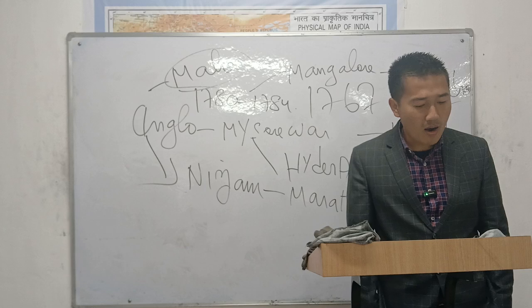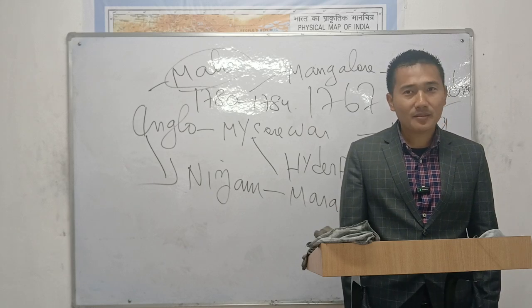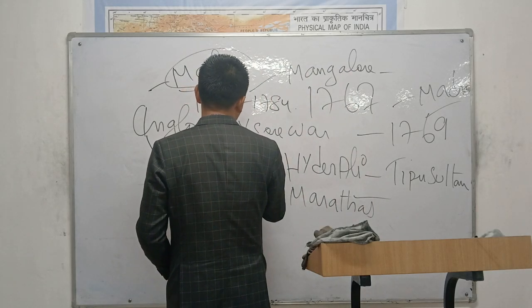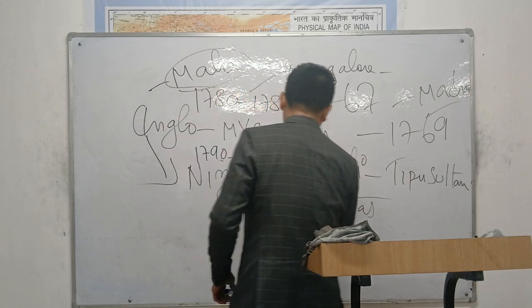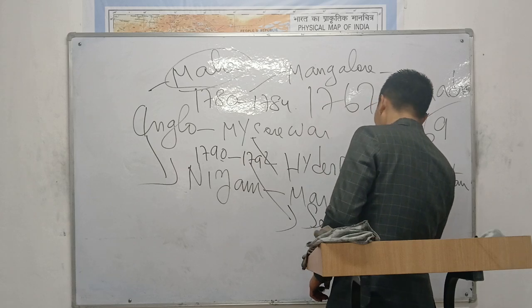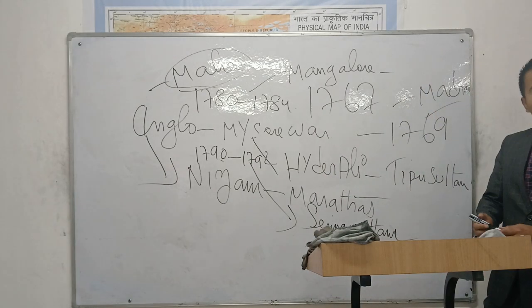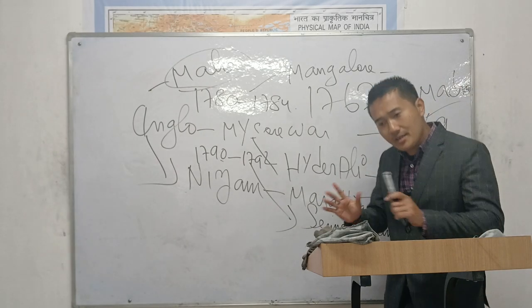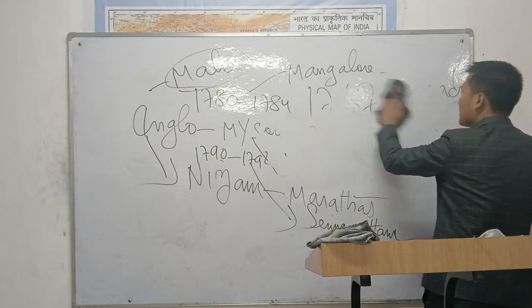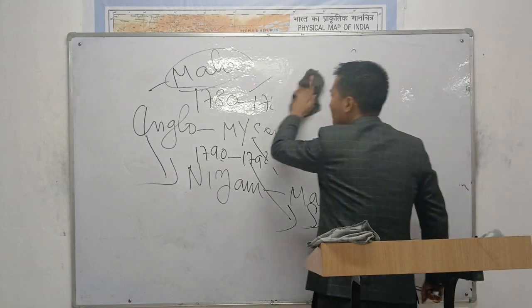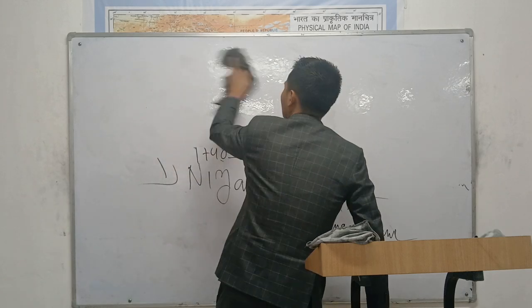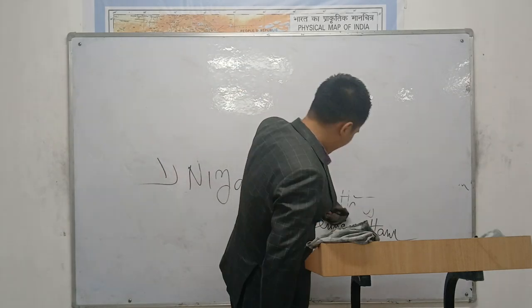Next, the Third Mysore War was fought in the year 1790 and ended in the year 1792. The Third Anglo-Mysore War happened in 1790 and it ended in 1792 by the Treaty of Seringapatam.